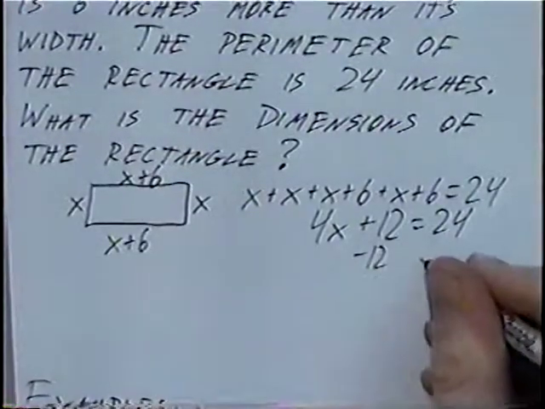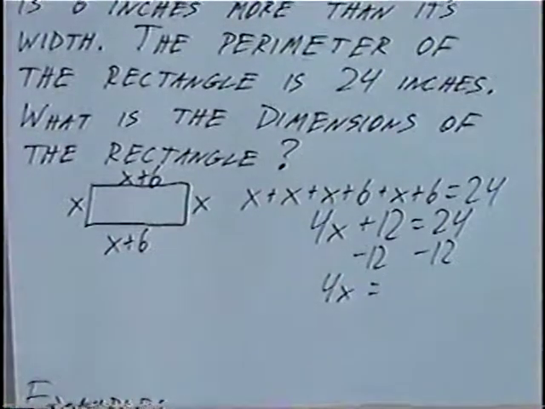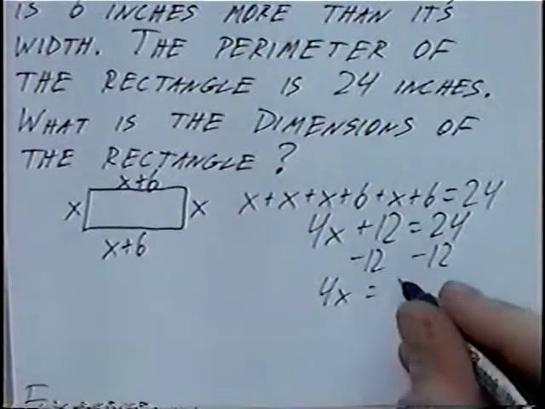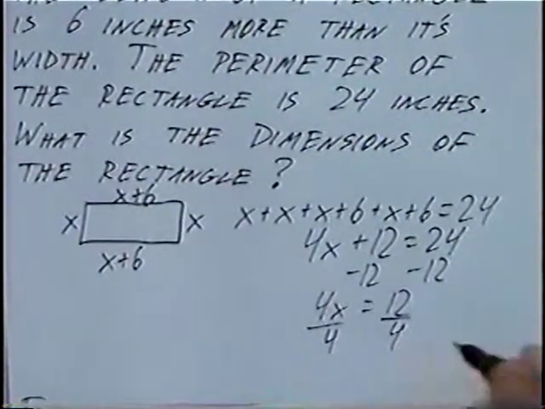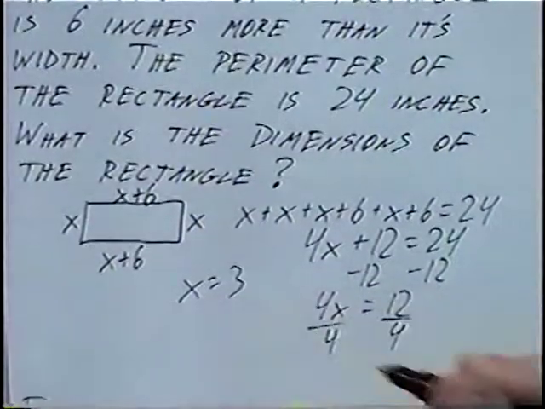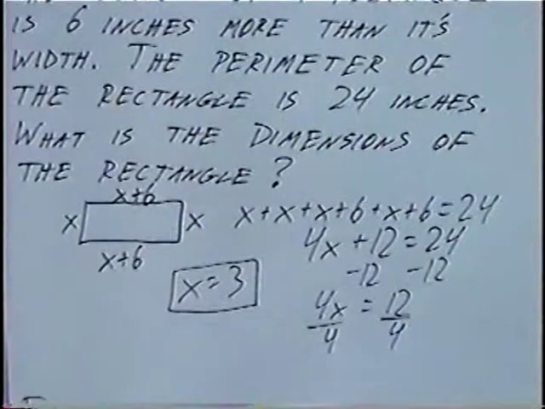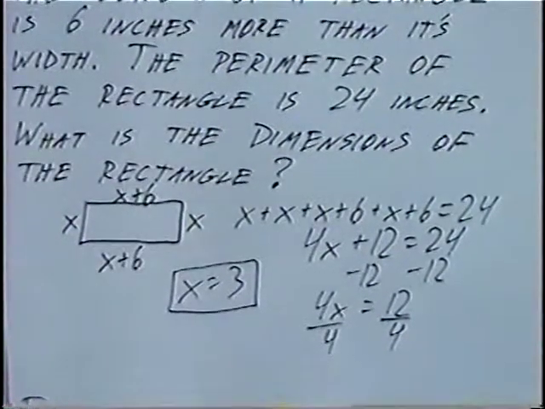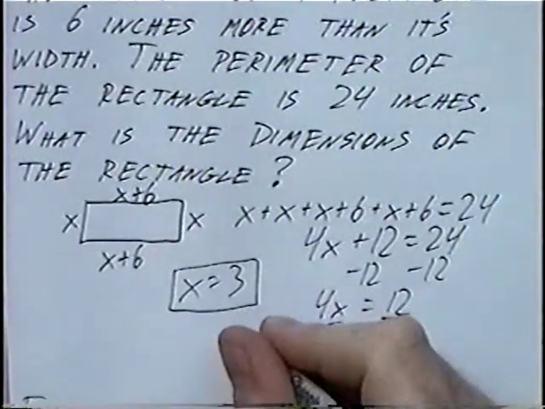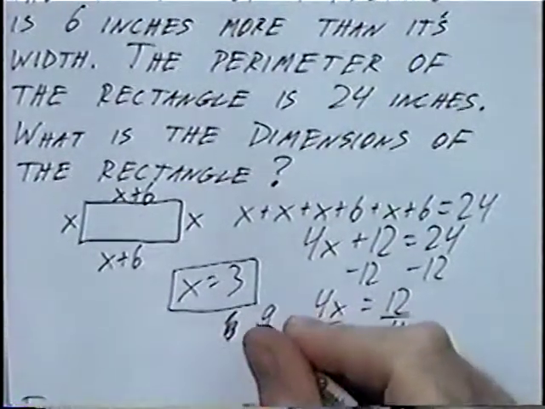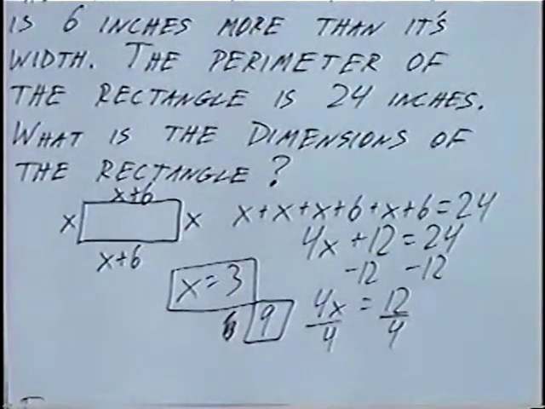Solving, we can subtract 12 on both sides. So 4x equals 24 minus 12 will be 12. And dividing by 4, we'll have x equals 3. So one side of the rectangle, in this case the width, is equal to 3. And the other side, if we plug it back in, x plus 6 or 3 plus 6, the other side would be 9. So two sides of the rectangle are 3 and 9.